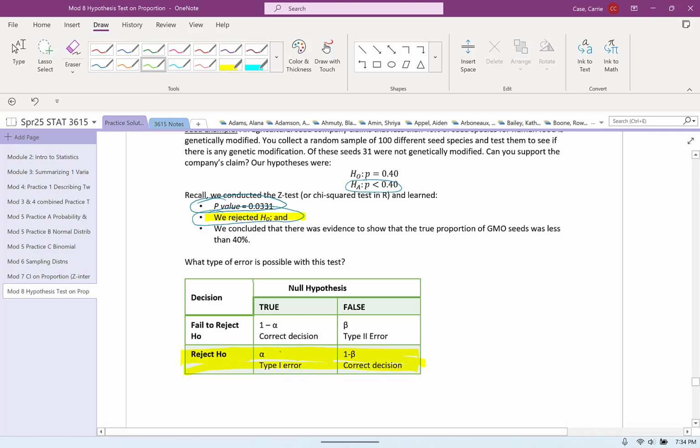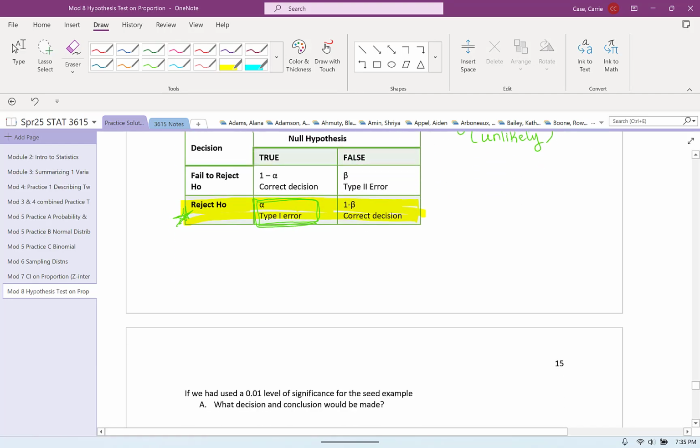So for our scenario, we rejected the null hypothesis and were asked, what type of error is possible? Well, once you reject the null, you're on this bottom row of the table. The possible error is type 1, and the chance of that error is alpha. So type 1 error is possible, but please know it is unlikely. So it's unlikely we got a bad sample. More than likely, we made the correct decision.